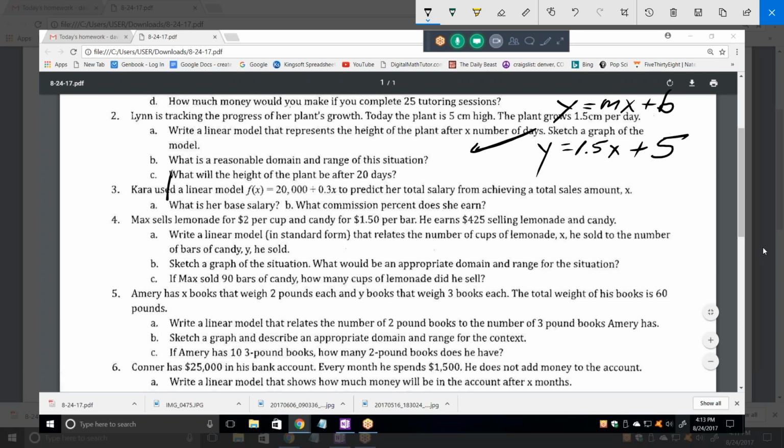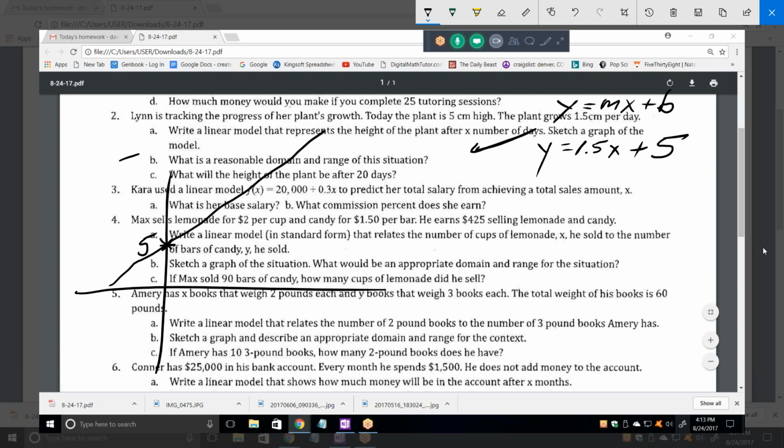Now let's graph that. Where do I start? At 5. So that point's on the curve. What's the slope? 1.5 over 1. Well, just 1.5, and I'm going to make up a slope that I'm going to call 1.5. I haven't put any grid on it, so that's as believable as anything else. Okay? Now, question B. What's the reasonable domain and range of this situation?